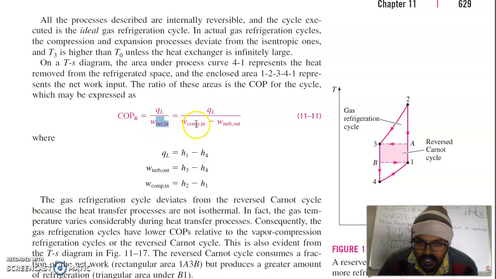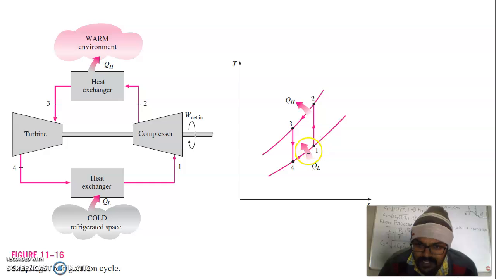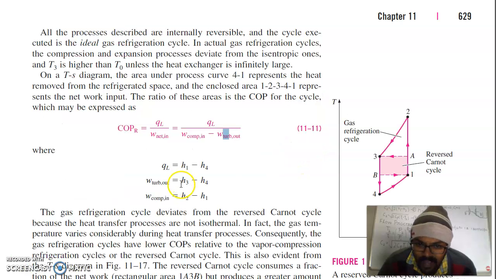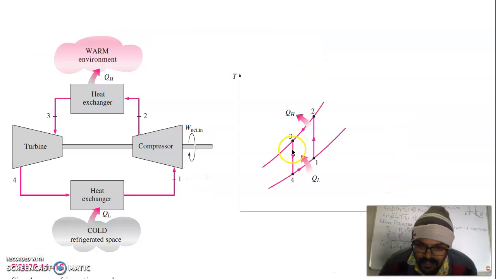Now work net is equal to work of compressor minus work of turbine. Compressor will consume work and turbine will produce some work. So QL, the heat taken from the cold refrigerator space, is equal to H1 minus H4. Work turbine is equal to H3 minus H4, and work compressor is equal to H2 minus H1.